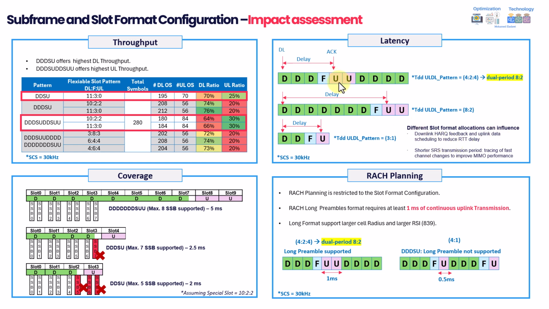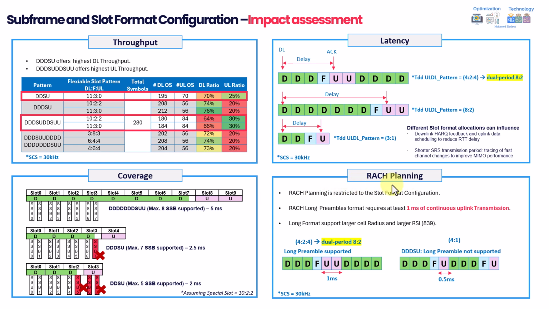Uplink data can also be sent more quickly whenever you have a slot format coming in the beginning. This can also reduce the RTT delay in general. The second part is that it can also allow a shorter SRS transmission period, right? Because SRS usually comes in the flexible or uplink slots. So in this case, you can have a shorter, quicker SRS, as in this particular case here, and this can improve the performance of MIMO or massive MIMO in general, because the sounding reference signal, whenever it comes more often, has more reliability, and this can improve the performance as well.